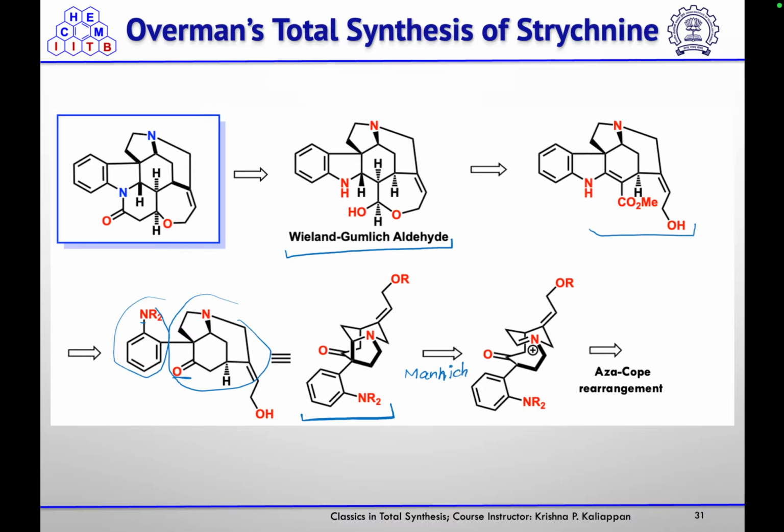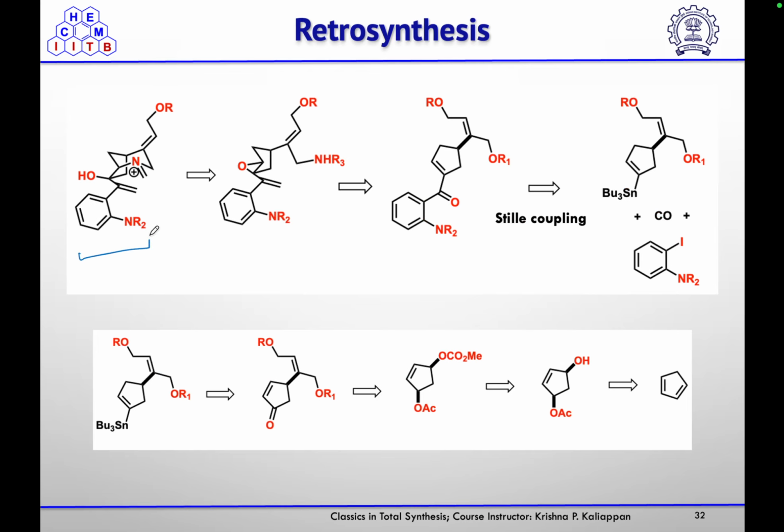So the Mannich reaction precursor could be the corresponding imine. So this small advanced precursor can be obtained from the corresponding imine, which further could be obtained from this molecule by doing an Aza-Cope rearrangement reaction. So this 1,5-diene was there. So he can get this by doing the Aza-Cope rearrangement reaction to convert to that molecule.